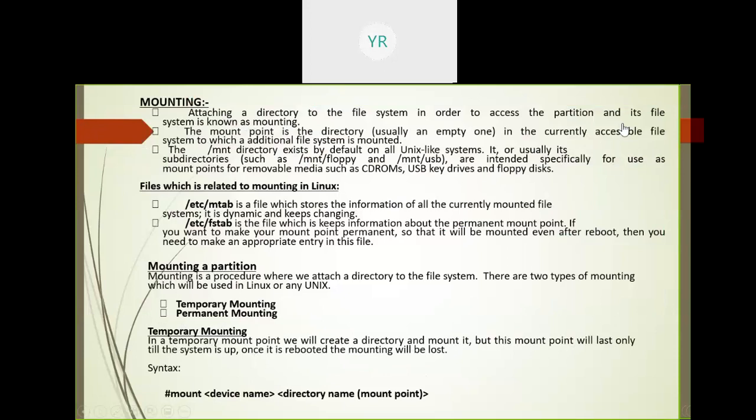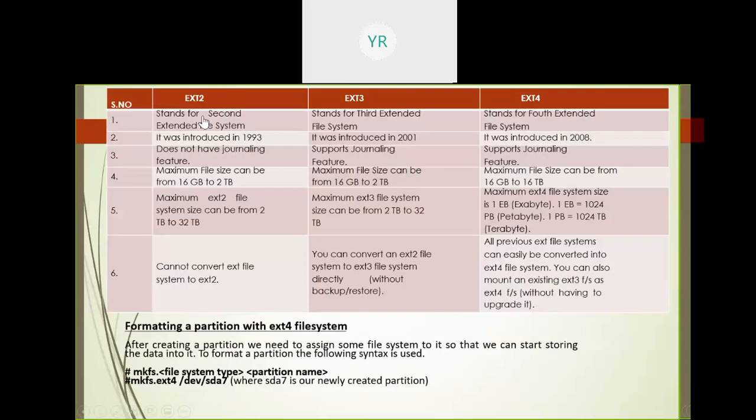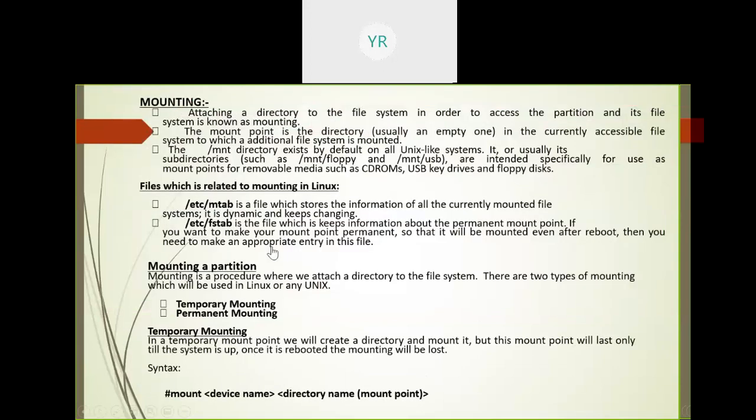First, if you see, ext2 means the second type. The first one is ext, then ext2, ext3, ext4. The ext2 file system was introduced in 1993.